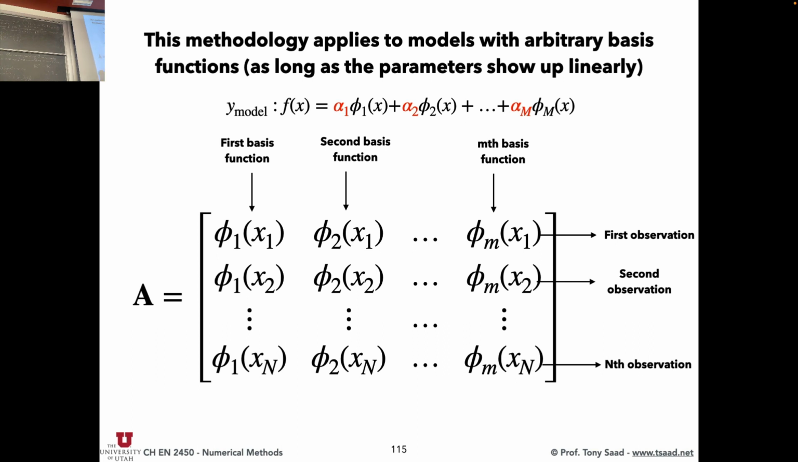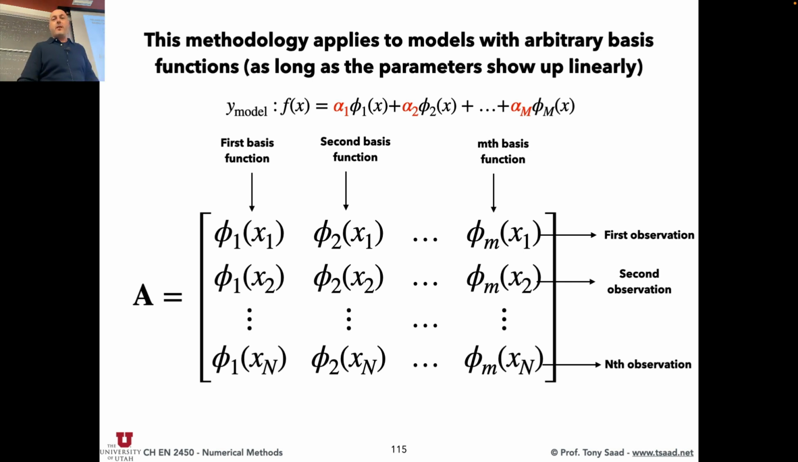Okay? This is not a square matrix. It is not a square matrix. You have m basis functions, so m columns, and n observations. So it's an n by m matrix. It is not a square matrix, and it shouldn't be. This is regression. In regression, we have more data points than we have parameters.